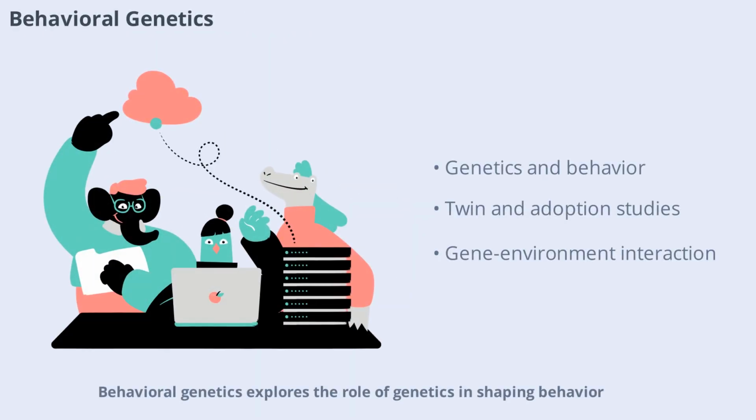Behavioral genetics explores the role of genetics in shaping behavior. Researchers use methods like twin studies, adoption studies, and genome-wide association studies to investigate how genes and environment interact. This field helps explain individual differences in behavior and contributes to our understanding of complex traits like intelligence and personality.